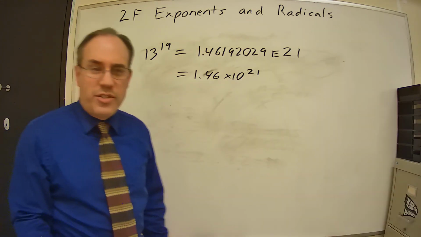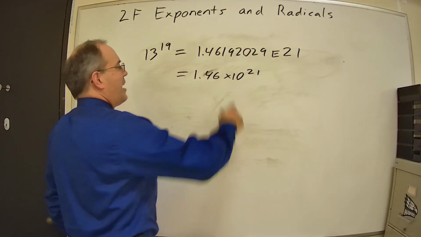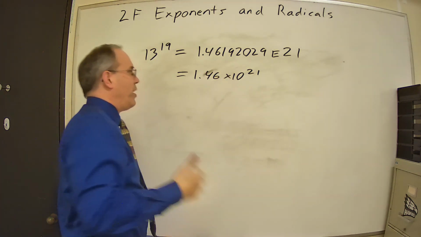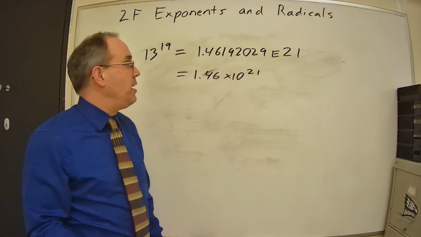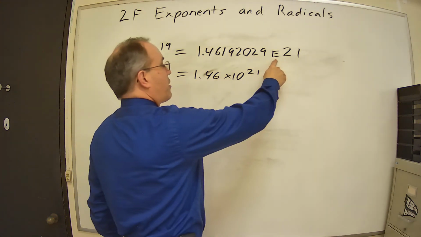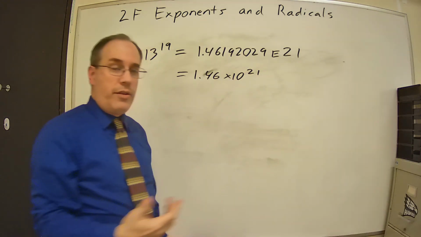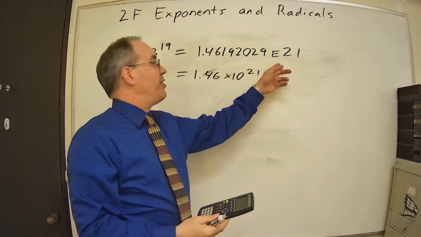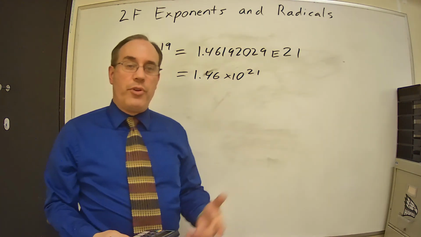When you do get a result in scientific notation, I know you're tempted to write down the whole thing, 1.46192029 E21. First of all, that's not correct notation if you're writing it out for a teacher or anybody, because that's something your calculator does to tell you, but that's not really scientific notation.